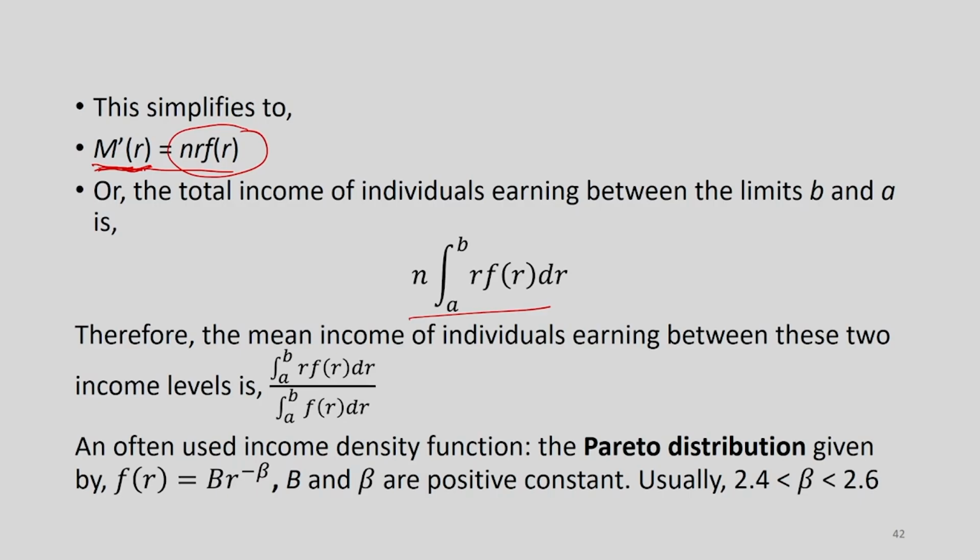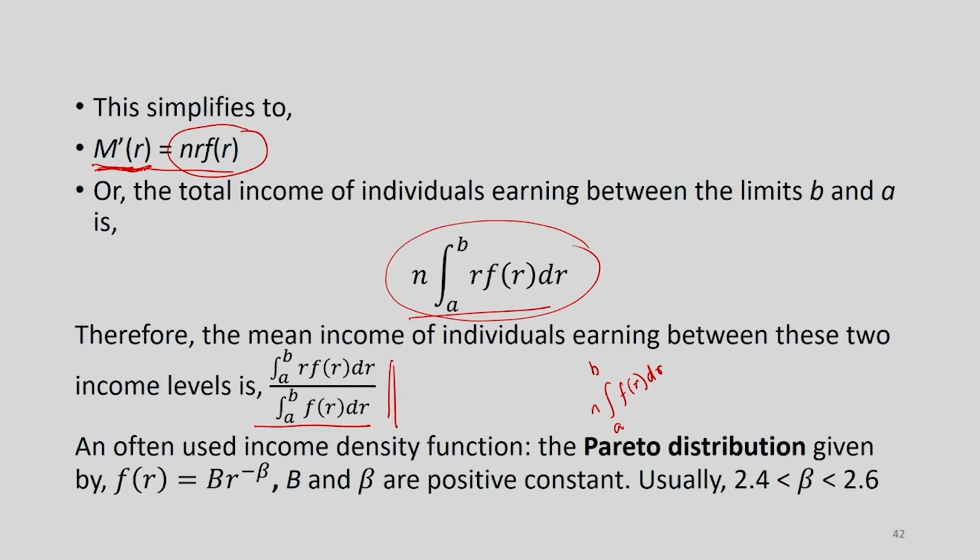Therefore, the mean income of individuals earning between these two income levels is given by this. So, essentially what I have done is that I have taken this, which is the total income of the individuals earning between a to b, and divided it by the total number of people in that interval, and that number of people, this denominator, is the integral from a to b of f(r) dr, that we have just seen before. So, n and n will get cancelled from numerator and denominator, and we are going to get this expression. So, this is the mean income of individuals earning between two limits a to b.